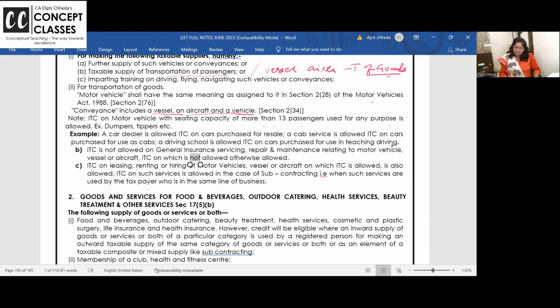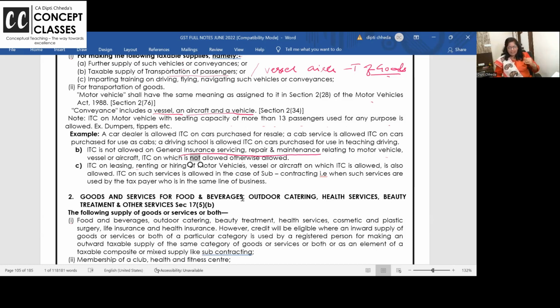Motor vehicle, general insurance, servicing and repairs is allowed only in case of motor vehicle, vessel or aircraft, which is allowed above. The one on which credit is available itself, its related services are also allowed. Last in this, ITC on leasing, renting, hiring of motor vehicle, vessel or aircraft is allowed. ITC on such services is allowed in case of subcontracting, that is when services are used by a taxpayer who is in the same line of the business.